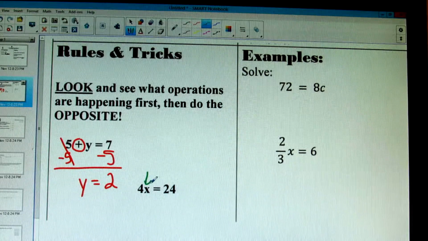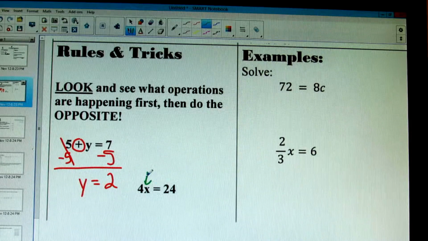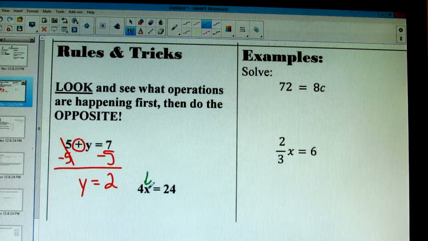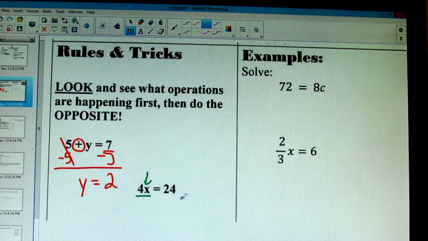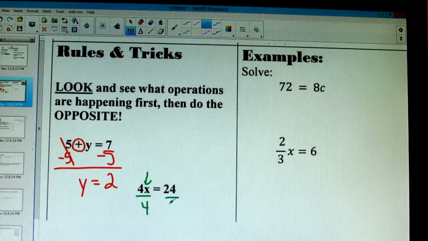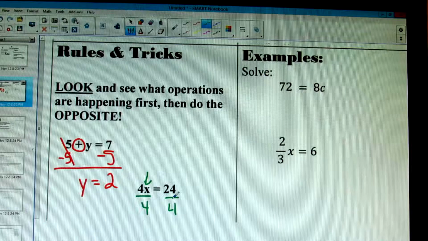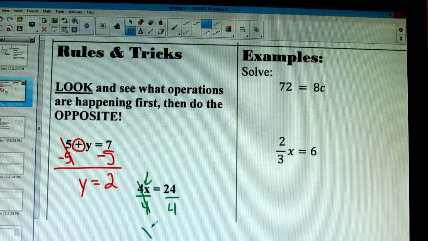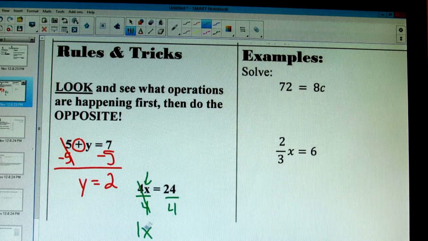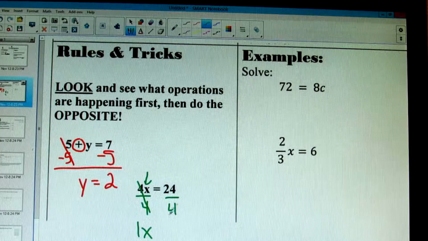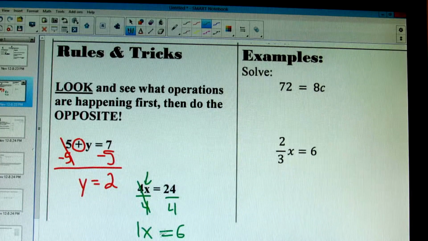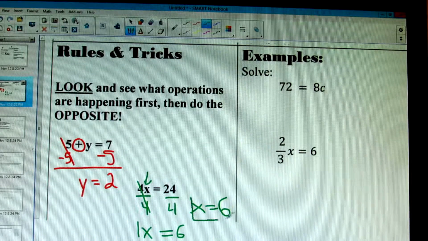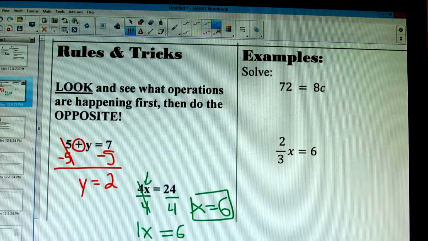Because this is multiplying, in order to undo that multiplying, I have to do dividing. And again, I want to isolate my variable x. So I want to get rid of the 4. So I'm going to divide both sides by 4, showing the dividing by using a fraction bar rather than a division symbol. 4 divided by 4 becomes not 0, 1. And 1x is the same as x, so I can just write x, or I can write 1x. 24 divided by 4 is 6. So 1x equals 6, or just plain x equals 6. Cool.